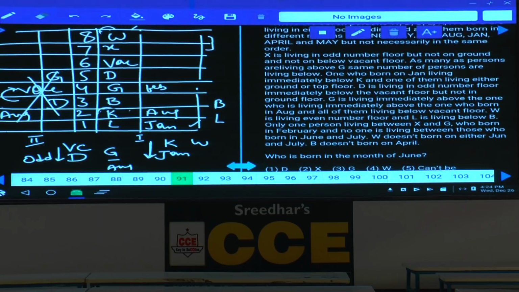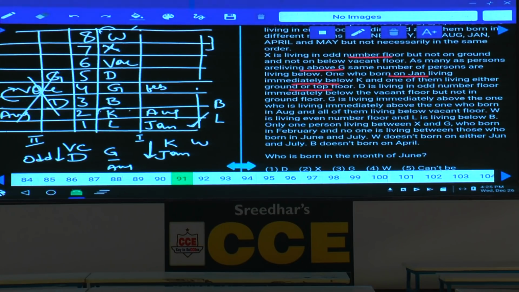X is living on an odd number floor but not on the ground floor, so X is on the 7th floor. As many persons are living above G as below G: 3 persons above, 3 persons below. And the one who was born in Jan is living immediately below K. One of them is living either on the ground floor or on the top floor. The person who was born in Jan was living on the ground floor.